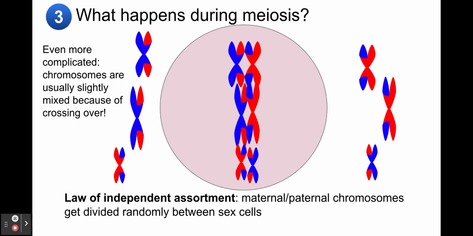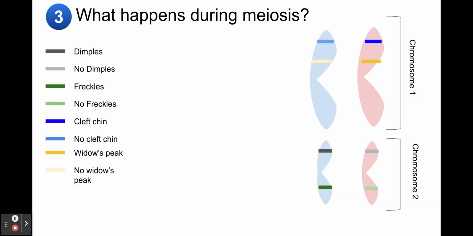So what's even more complicated is that chromosomes are usually slightly mixed because of crossing over. Let's look at an example. I think this will make it helpful. So right here, I've got 2 chromosomes. I'm calling them chromosome 1, the big one, chromosome 2, the little one, and let's say these are your chromosomes. Dad gave you the genes for, okay, here's our color key, and what's being represented here by the stripes is the genes that are on each chromosome. So chromosome 1 has the gene for cleft chin and the gene for widow's peak. Cleft chin is like a bump in your chin, and widow's peak is a triangle at the front of your hairline. Chromosome 2 has the genes for dimples and the genes for freckles.